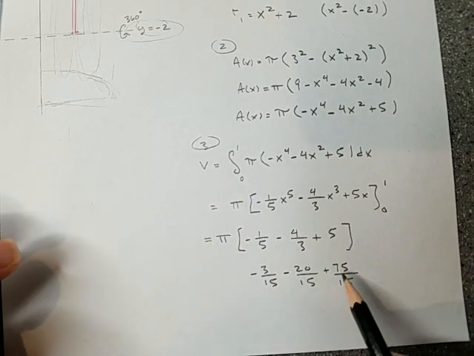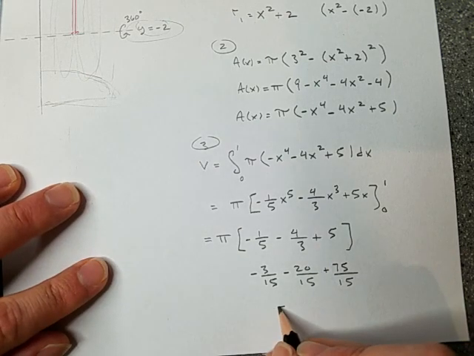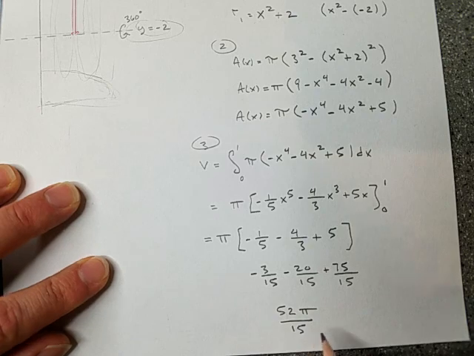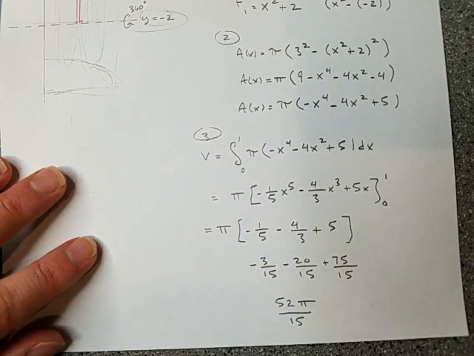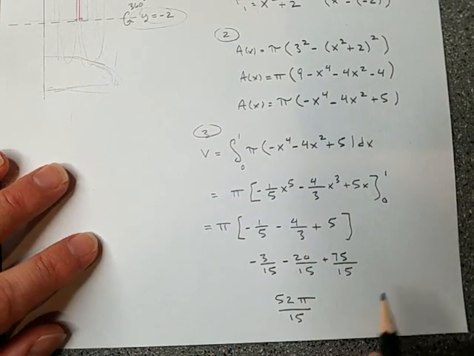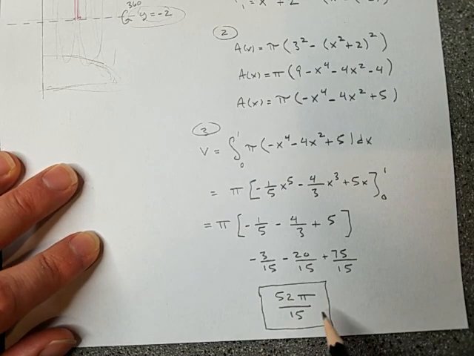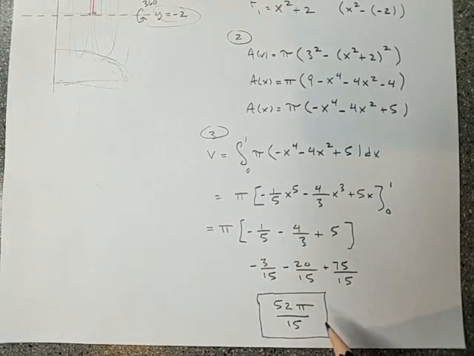So we'll get 52 pi over 15. That's what we'll get, right? Okay, don't forget about that pi. 52 pi over 15, that's volume. Be like feet to the 3rd power, cubic feet, cubic centimeters, something like that.